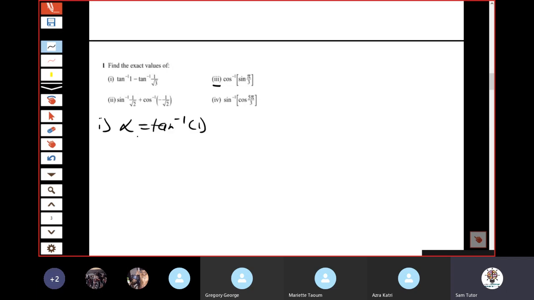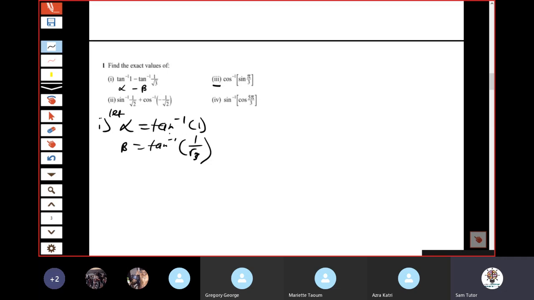I like using alpha instead of A just because that's usually an angle as well, but it doesn't matter what letter you use. Alpha equals inverse tan of 1, and let beta equal inverse tan of 1 on √3. Essentially what you're looking for is alpha minus beta. Do we understand that?